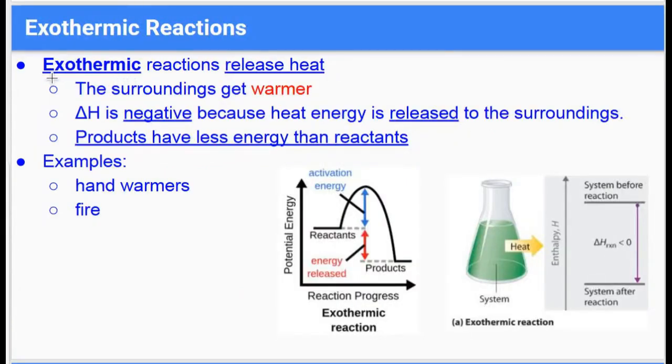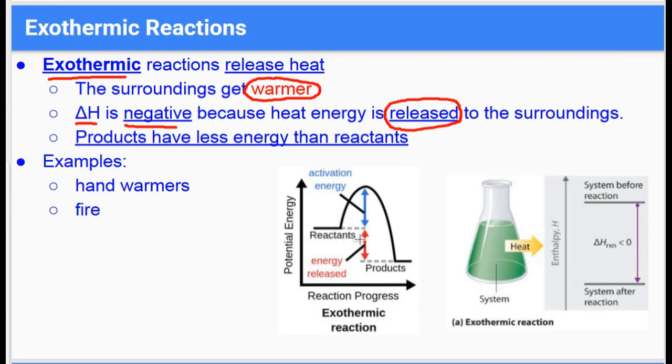All right, so here is an exothermic reaction which releases heat. So the surroundings will get warmer because heat energy is being released by the system, by the chemical reaction. The delta H, the enthalpy, is going to be negative because heat energy is released. So the system, the chemical reaction, lost energy to the environment, to the surroundings. So energy got released. Therefore, the delta H, the enthalpy value, is going to be negative. It's not going to be positive. It's going to be negative.